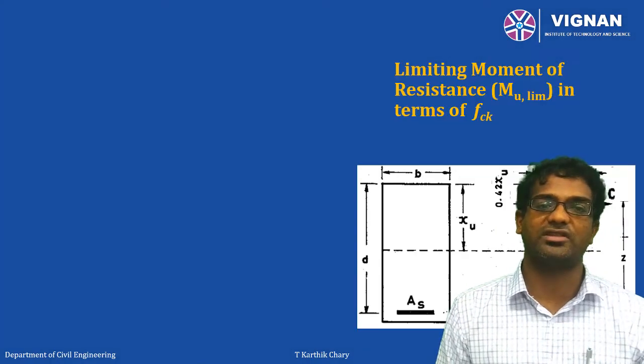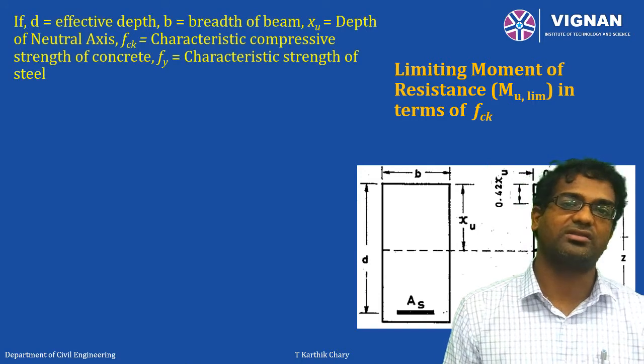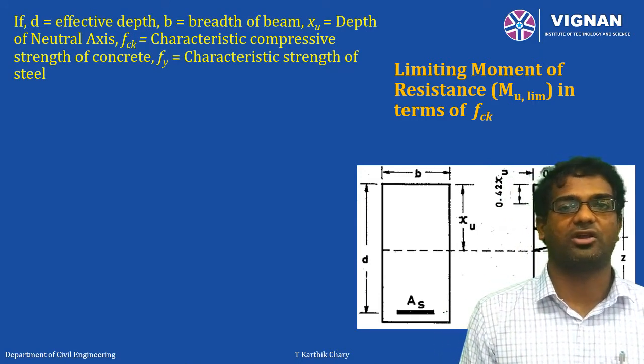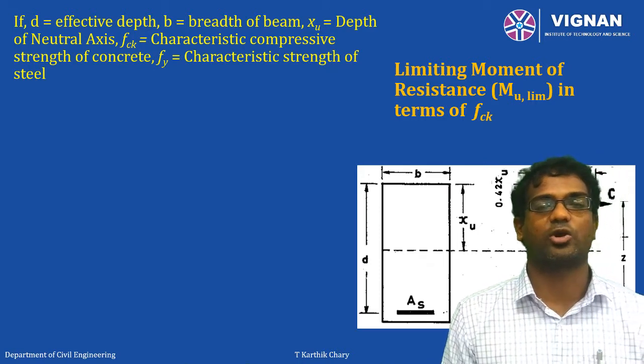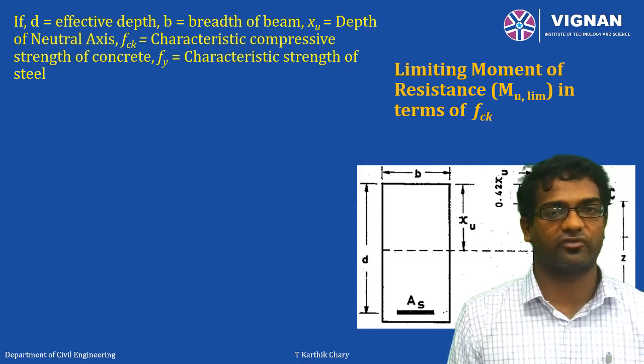And the area of the stress strain diagram of concrete is given as 0.36 fck Bxu, and the center of gravity of the compressive force is located at 0.42 xu from the extreme top fiber.